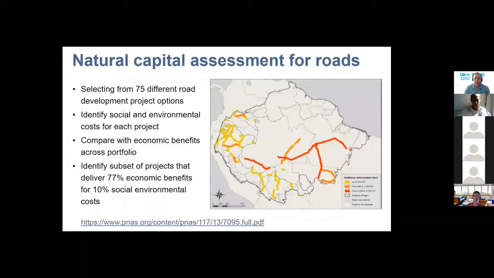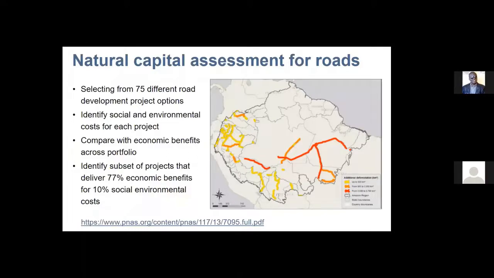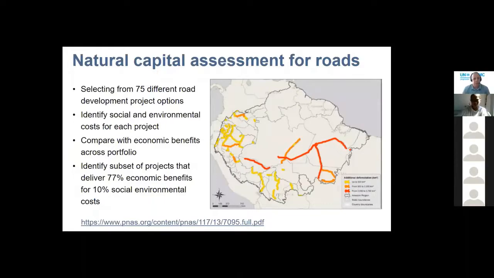And again, another example here from South America, a bit more specific, where they used a natural capital assessment essentially to evaluate 75 different road development projects, and they identified social and environmental costs associated with each project, and also the economic benefits they thought each project would deliver. And so that allowed them to identify a subset of projects that deliver mostly economic benefits, but also had a very low social and environmental cost.